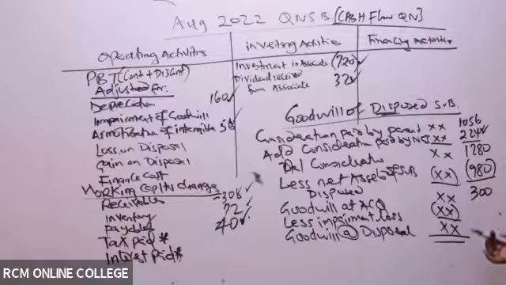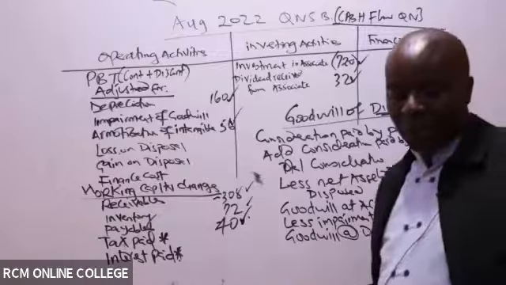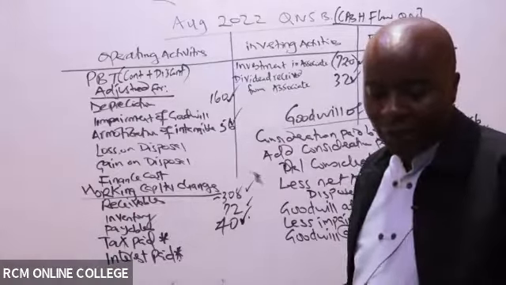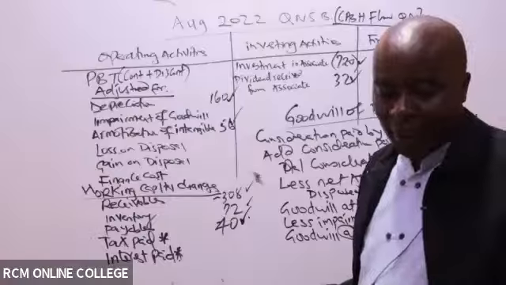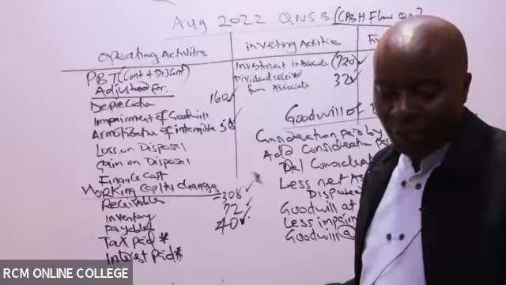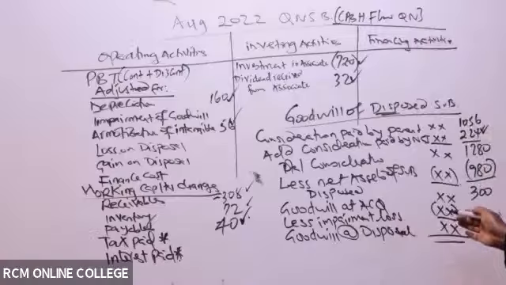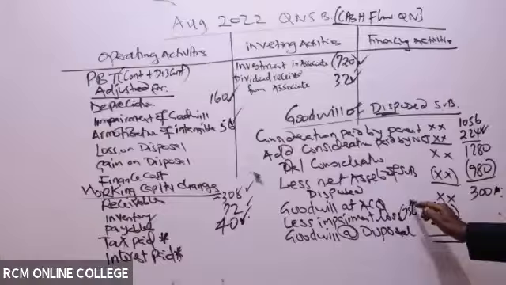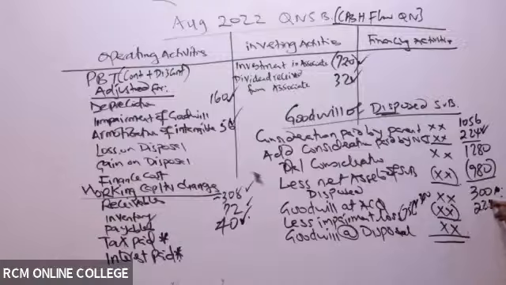300. Then we ask ourselves, ladies and gentlemen, whether this goodwill was impaired. Look at number 2. Goodwill calculated under the full fair value method was tested annually for impairment. At 31st March 2021, goodwill relating to C Limited had been impaired by 75%. So less impairment loss, 75% of 300, is 225. Then we are able to get the goodwill at disposal. How much? 75, thank you very much.